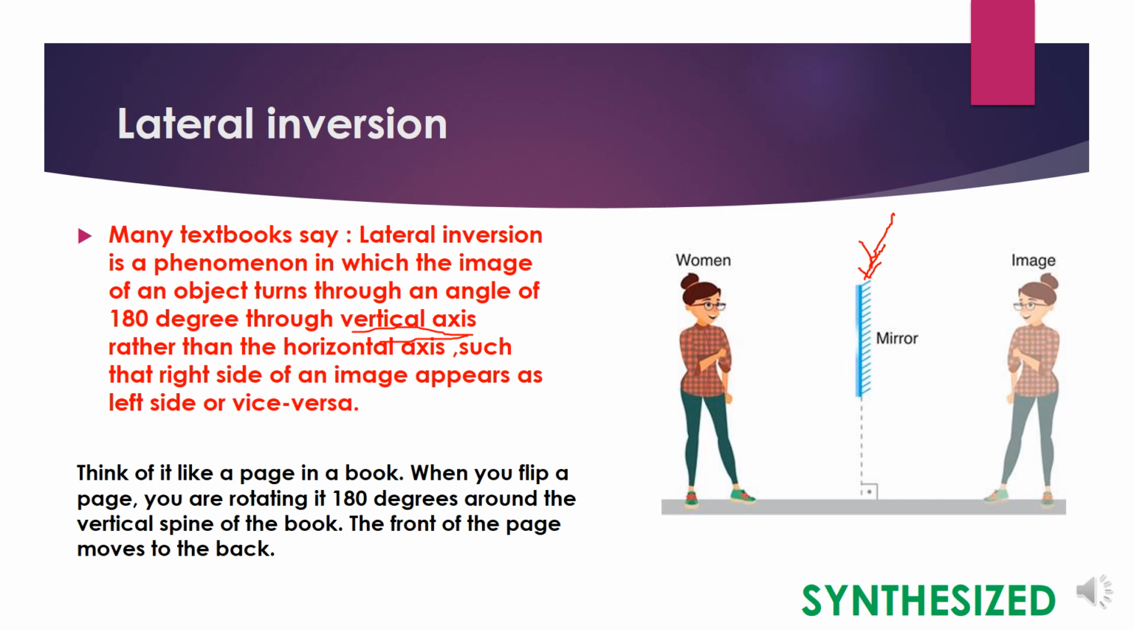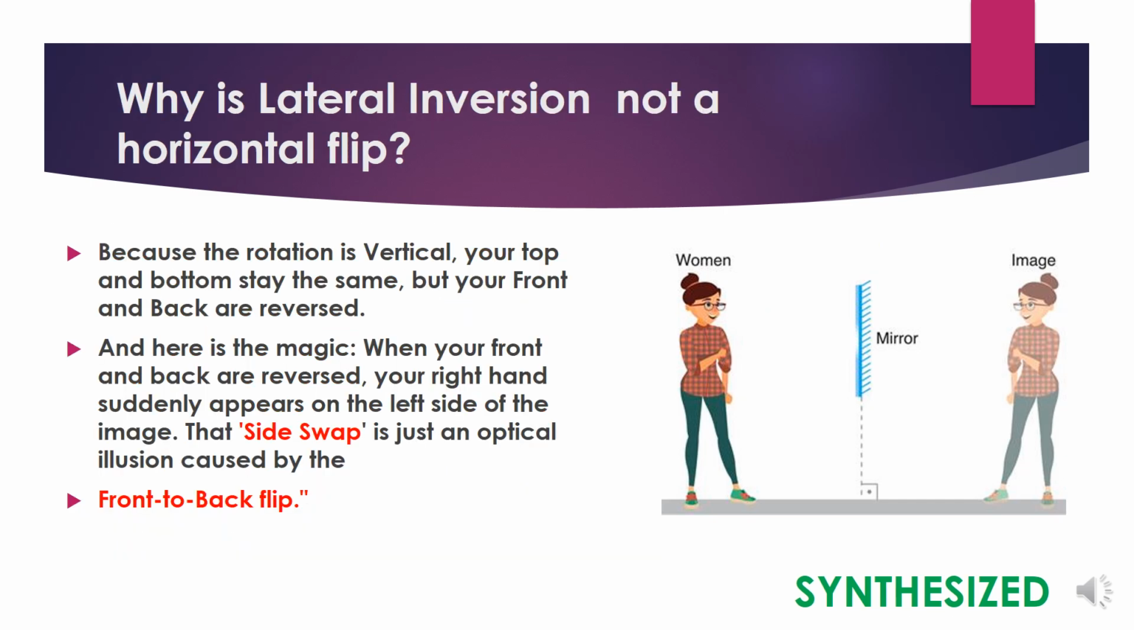So you can think of it like a page in a notebook. When you flip a page, जब आप पेज टर्न करते, you are rotating it 180 degrees around the vertical spine of the book. What happens? The front of the page moves to the back. This is exactly what the mirror does over here. It takes the front of your face and flips it to the back of the image. While lateral inversion is not a horizontal flip.